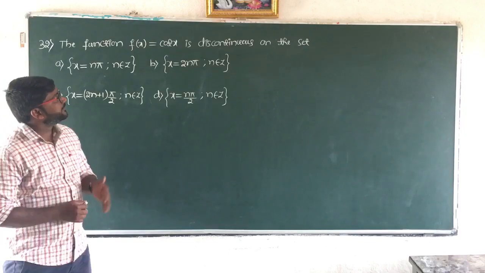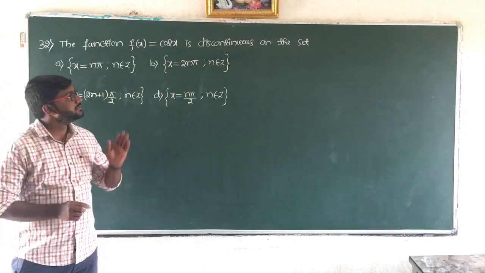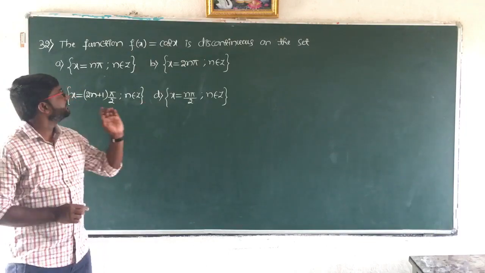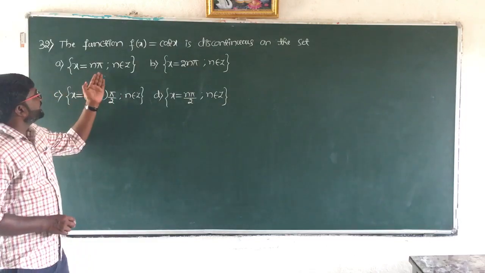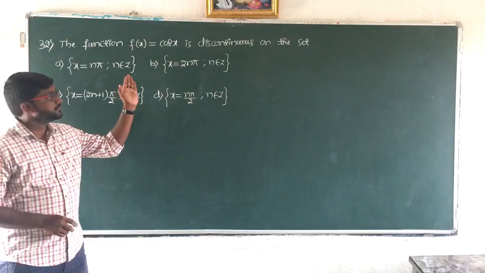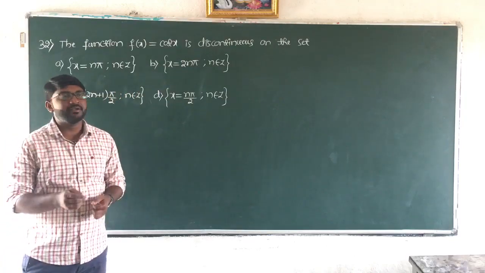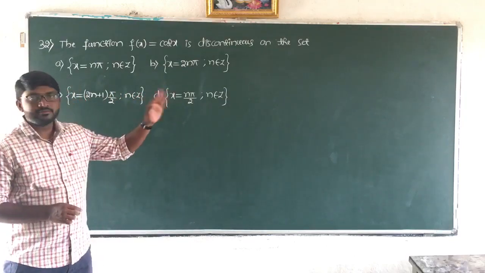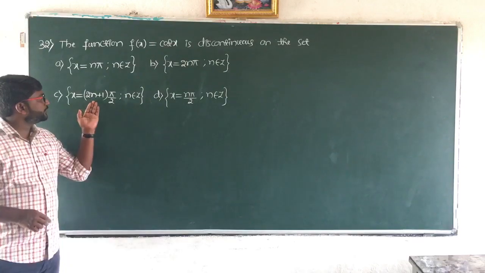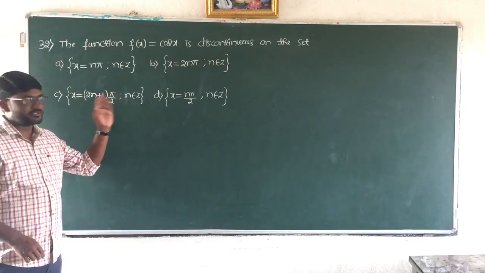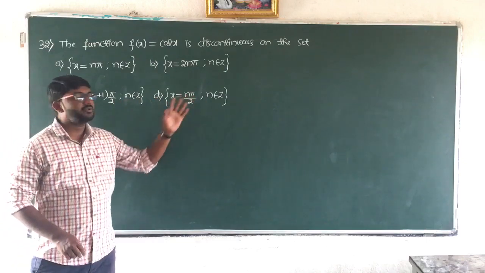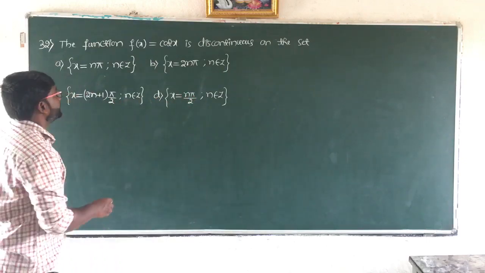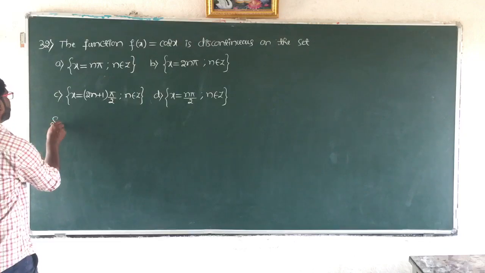The function f of x which is equal to cot x is discontinuous on the set. So he has given 4 options now. Option A, it is x equal to n pi, n belongs to Z, and option B, x equal to 2n pi, n belongs to Z, and x which is equal to (2n plus 1) into pi by 2 and n belongs to Z, and the last option it is x which is equal to n pi by 2 and n belongs to Z.